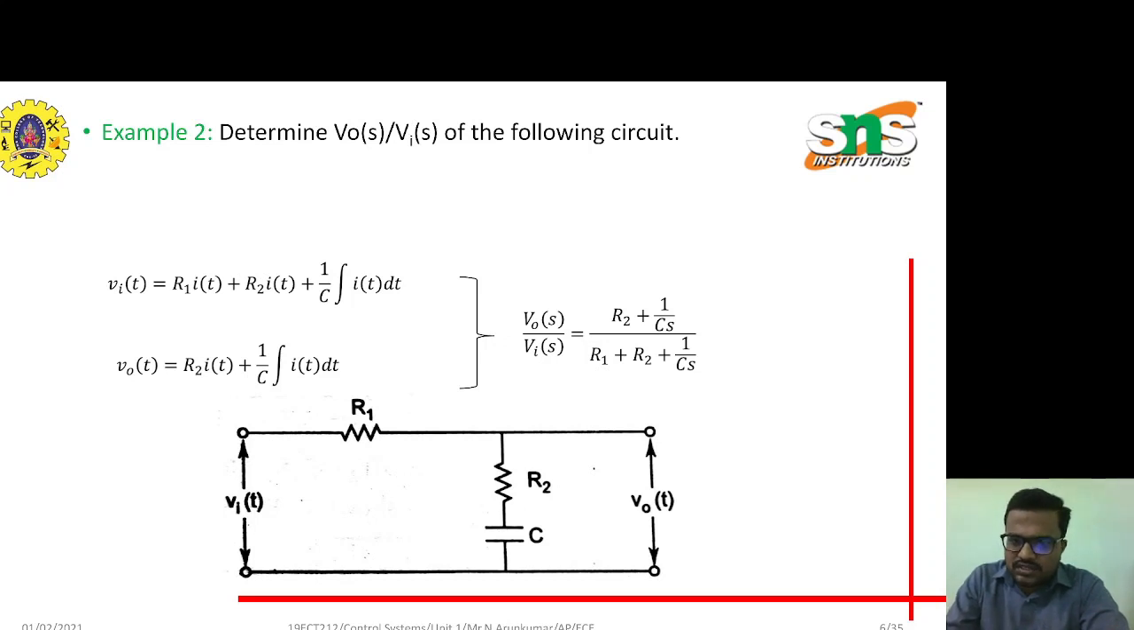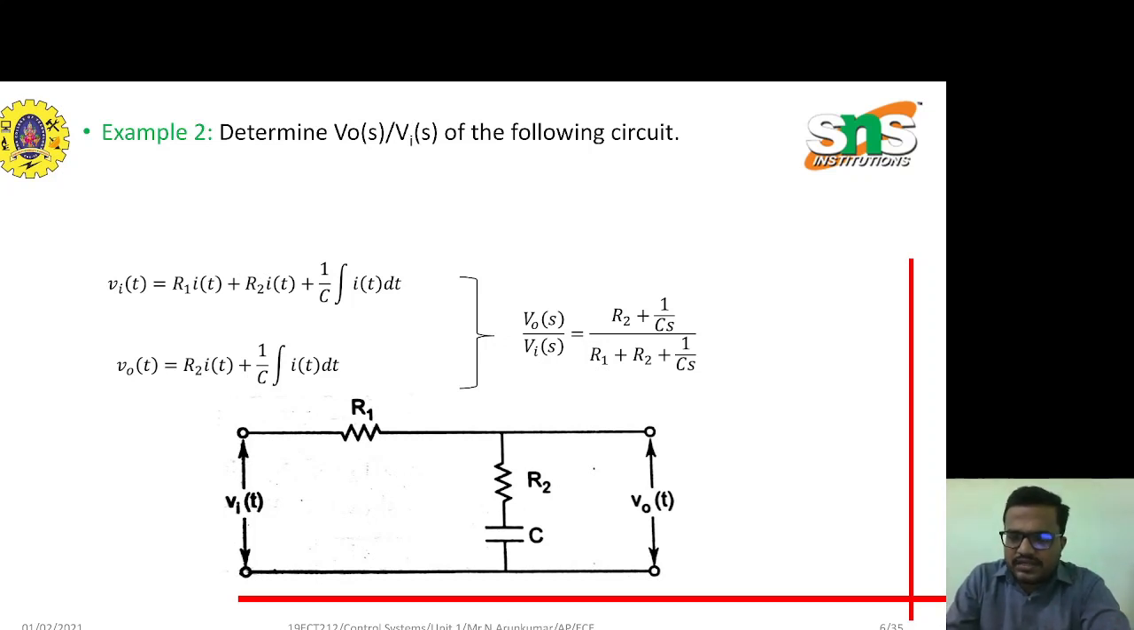So the output voltage can be calculated as follows. The output signal is taken across R2 and C. So we can take it as R2 into I of t. The same current will flow through the circuit, so we have to consider the resistor R2 terminal also. So V naught equals R2 into I of t plus 1 by C integration of I of t into dt.